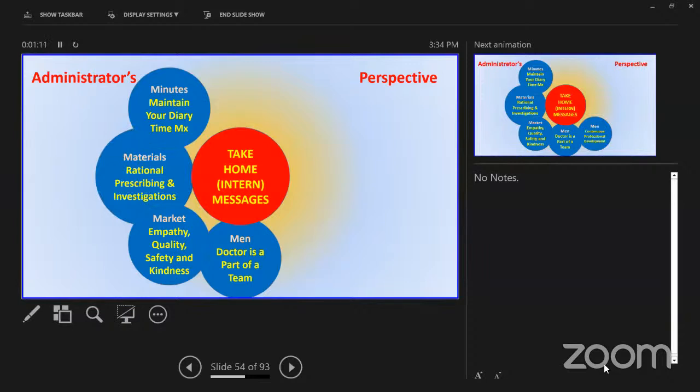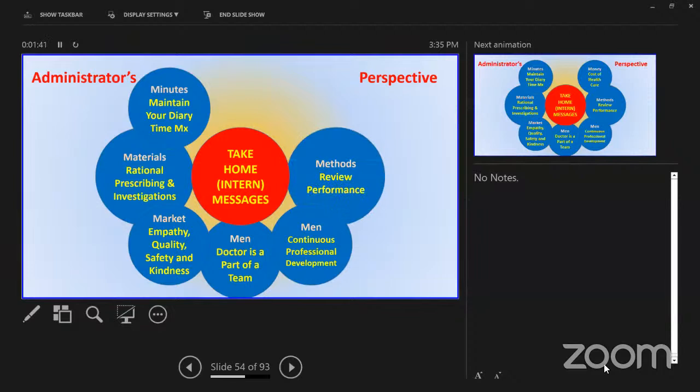Think about rational prescribing and ordering of investigations. Don't prescribe a cocktail of investigations, especially considering the financial crisis Sri Lanka is facing now. And continuous professional development is very important. You should develop your knowledge and competencies continuously throughout your career and maintain them throughout your life. Then review your performance. Always ask what I have done wrong, what mistake I have made.